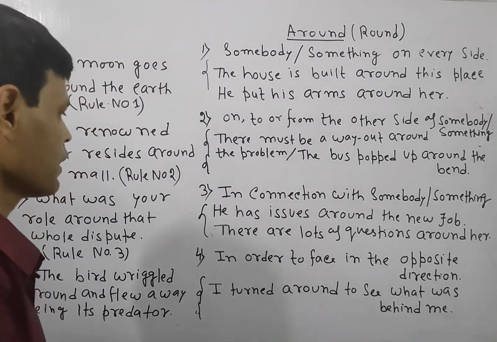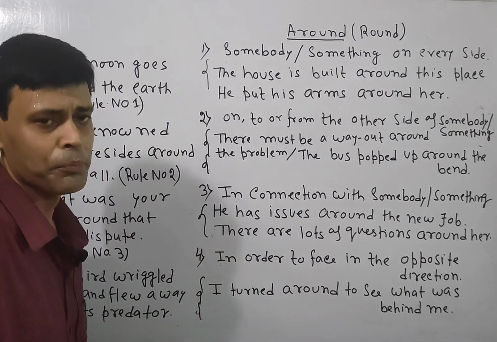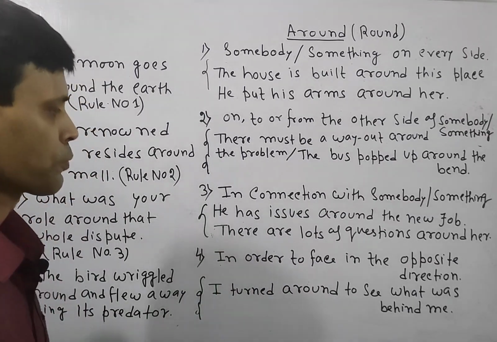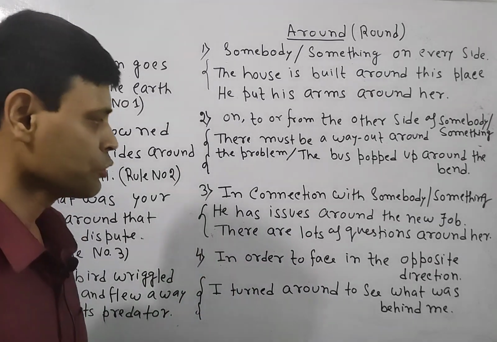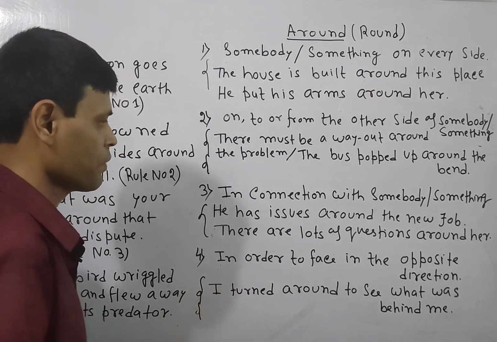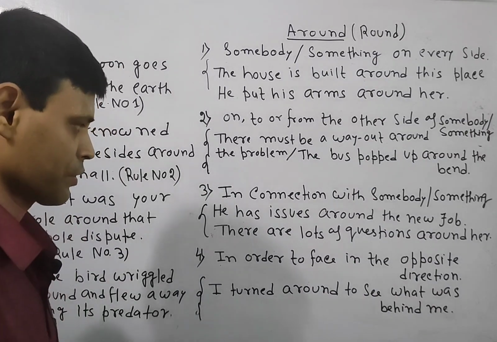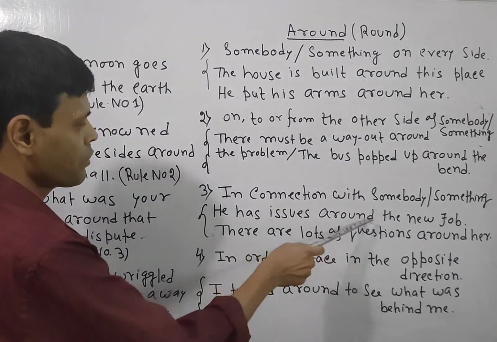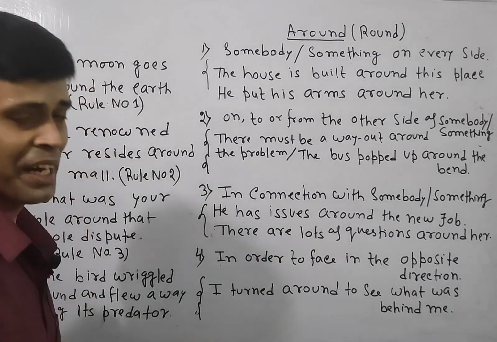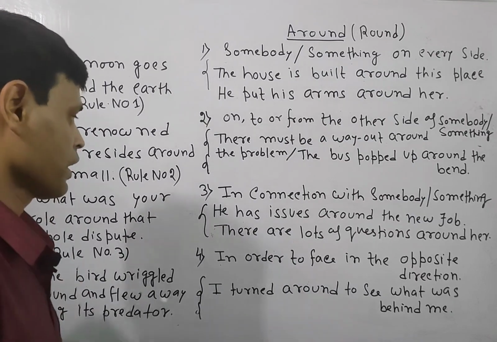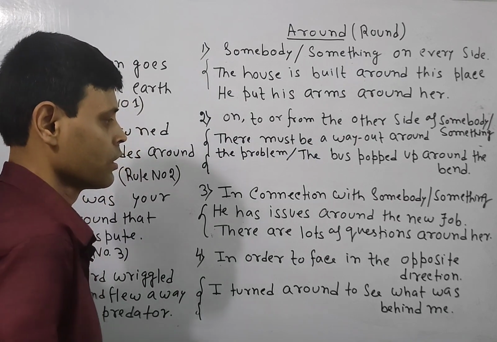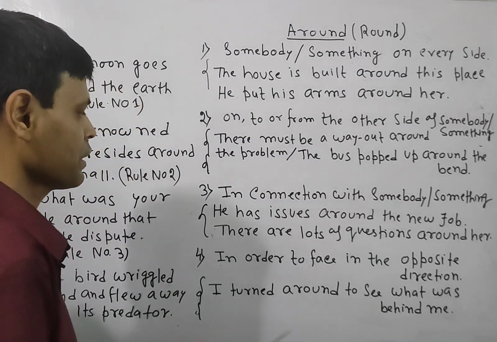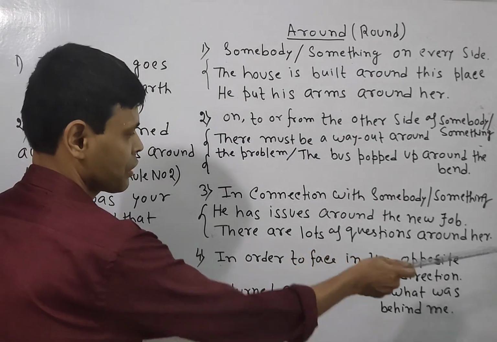Now if I again go over rule number 3, you will find in connection with something or somebody. What does it mean? He has issues around the job, that means he has some problems in connection with the new job, or some problem in connection with something like that. So here around means in connection with or related to. There are lots of questions around her. There are lots of questions related to her, or there are lots of questions in connection with her.